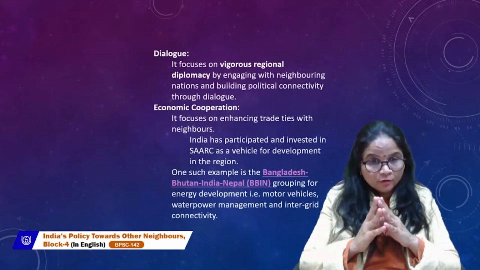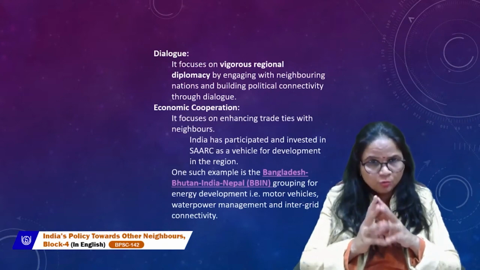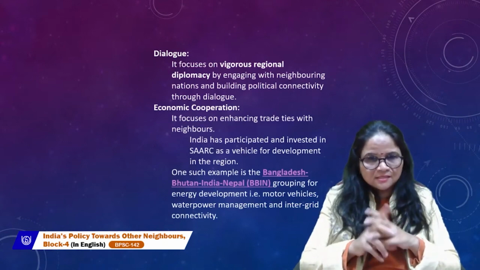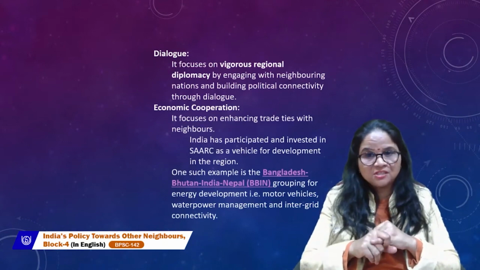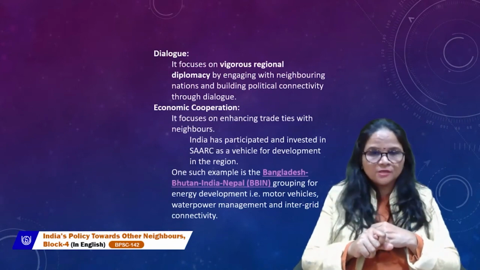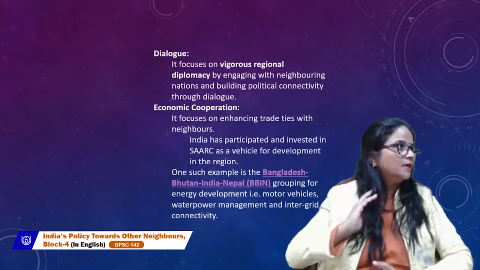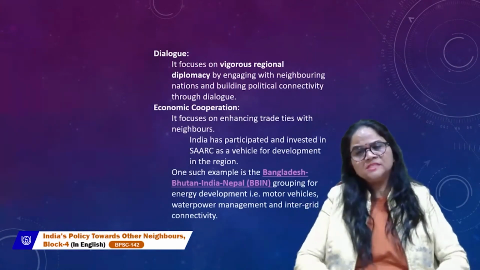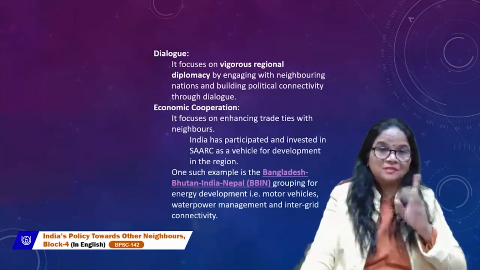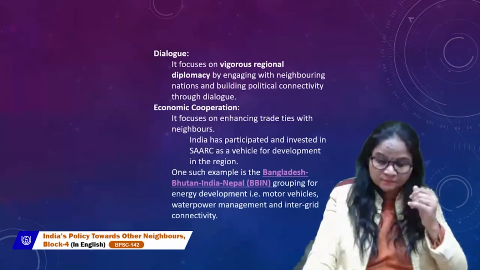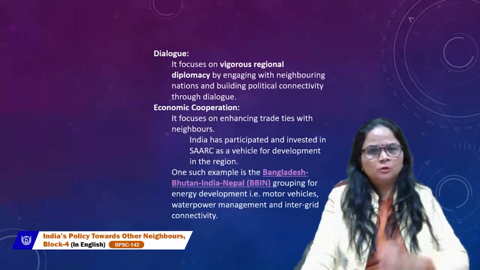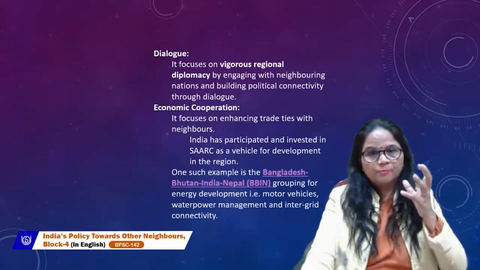What will we do for making this connectivity, this economic cooperation? That is energy development. We will cooperate with each other in motor vehicles, in water power management, and in intergrid connectivity. This is Bangladesh, Bhutan, India, and Nepal, BBIN. So this is the economic cooperation here, and we have done this for making the dialogues and economic cooperation in a better and progressive mode.